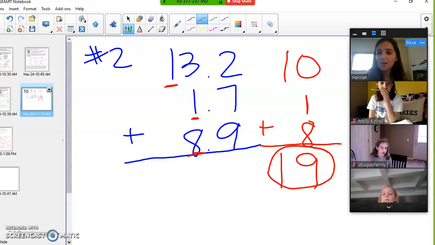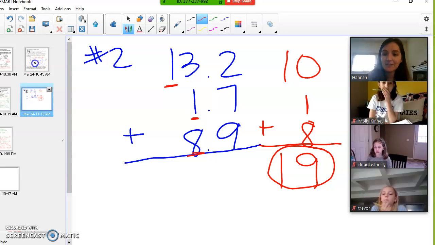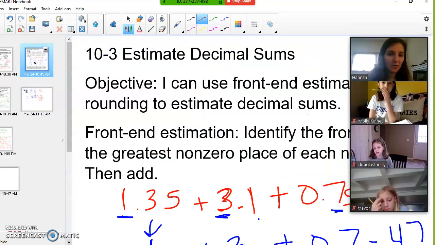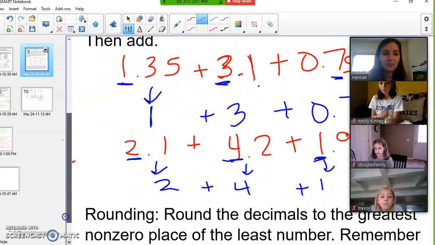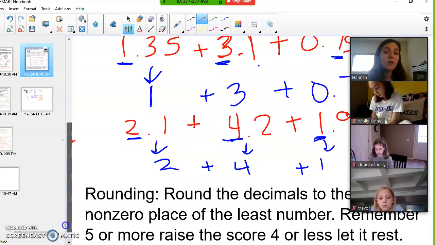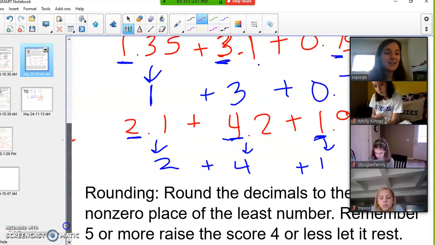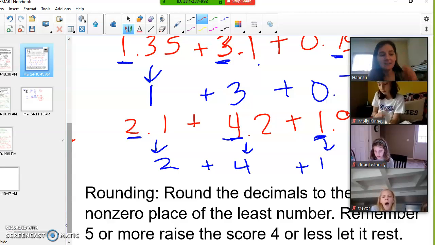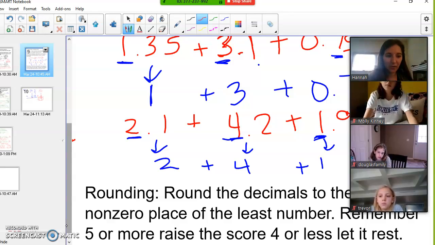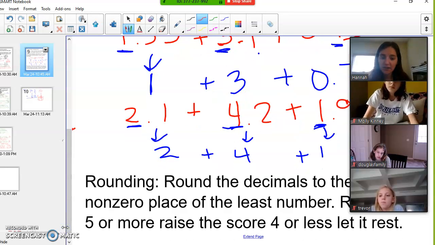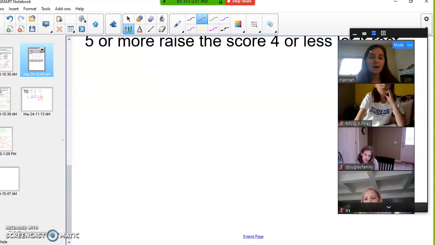All right, we're going to go ahead and talk through the next one because whenever I have to screencast, I have to have it under 15 minutes. So we're going to keep going, but then I'll answer more questions at the end here. Okay, so we did the first one, which is front-end estimation. Some of you might prefer that. One thing I'd like to know about front-end estimation is your answer is not going to be as close to the actual answer, because if you have 4.9 and you're rounding it to 4, obviously 4.9 would be closer to 5. But it is a strategy, and it is a good strategy to use.